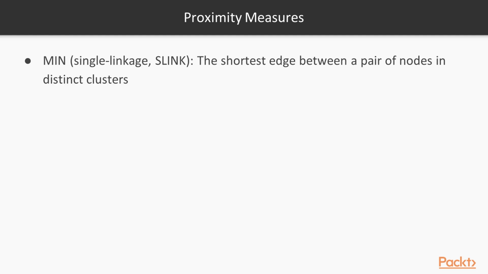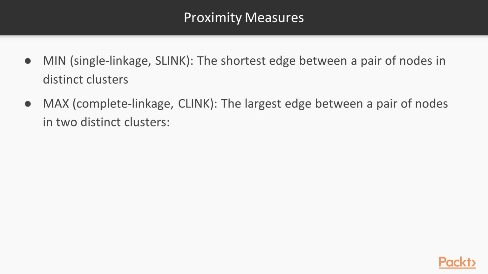Min or single linkage, or SLINK, defines cluster proximity as the proximity between the closest two points that are in different clusters, or using graph terms, the shortest edge between two nodes in different subsets of nodes. Alternatively, max or complete linkage, or CLINK, takes the proximity between the two farthest points in different clusters to be the cluster proximity, or using graph terms, the longest edge between two nodes in different subsets of nodes.